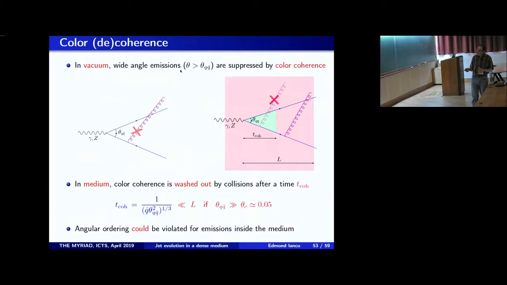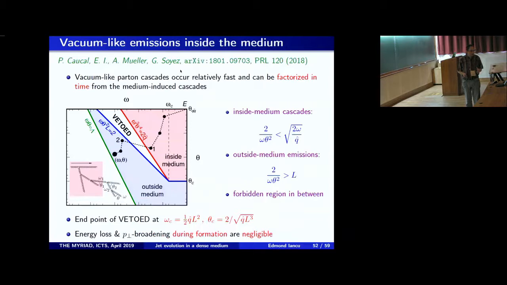But before speaking about the characteristics of the cascade, one should also understand what is the role of coherence. Is this cascade angular ordered or not? The folklore was saying that cascades inside the medium cannot be angular ordered because the medium destroys color coherence. I told you before that in-medium scattering washes out the color coherence. So there is no color coherence, there should be no angular ordering. And I'd like to show that this is not right. These cascades are angular ordered like in the vacuum. That's very non-trivial too. So what happened?